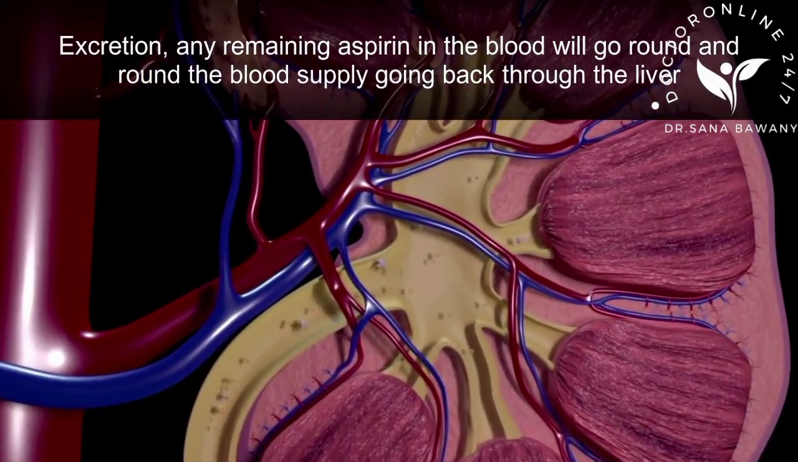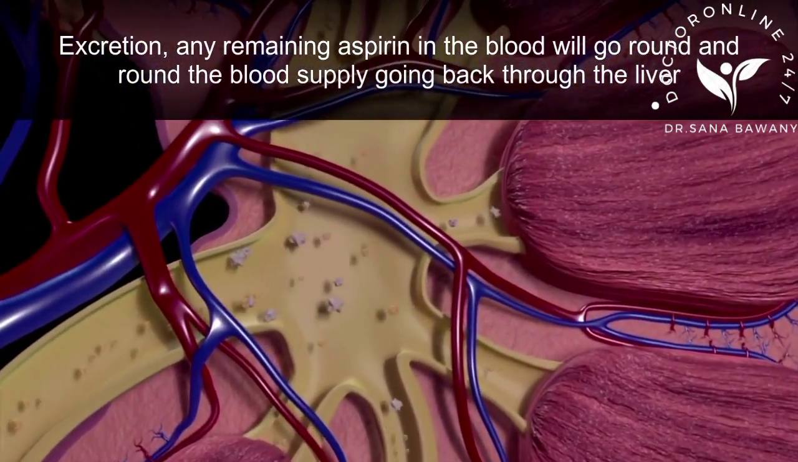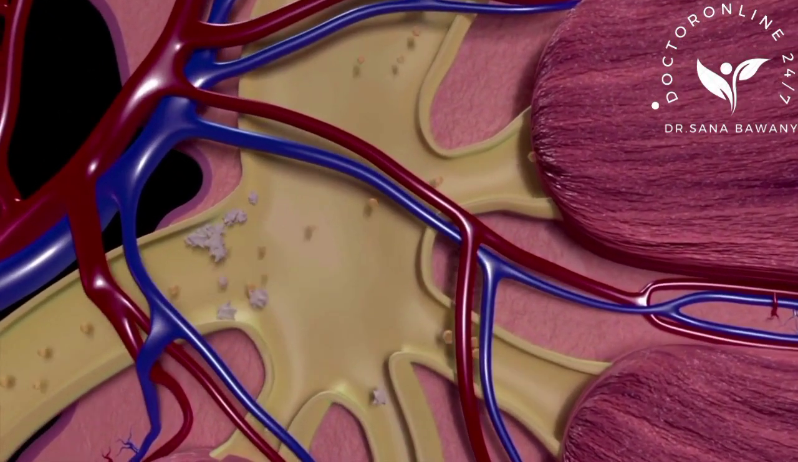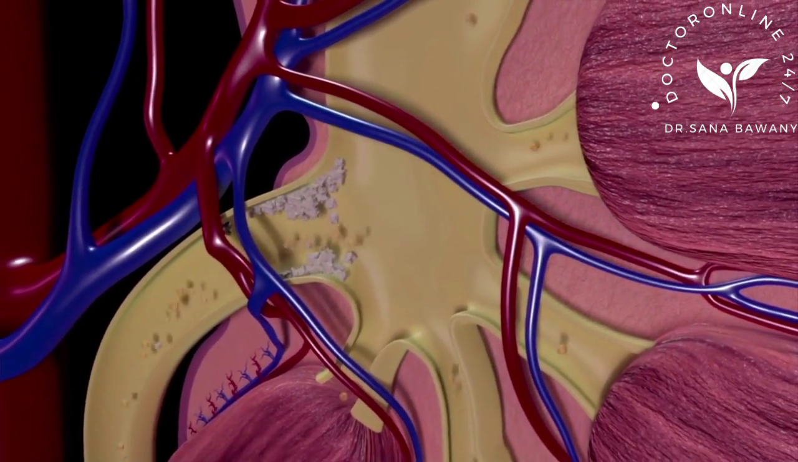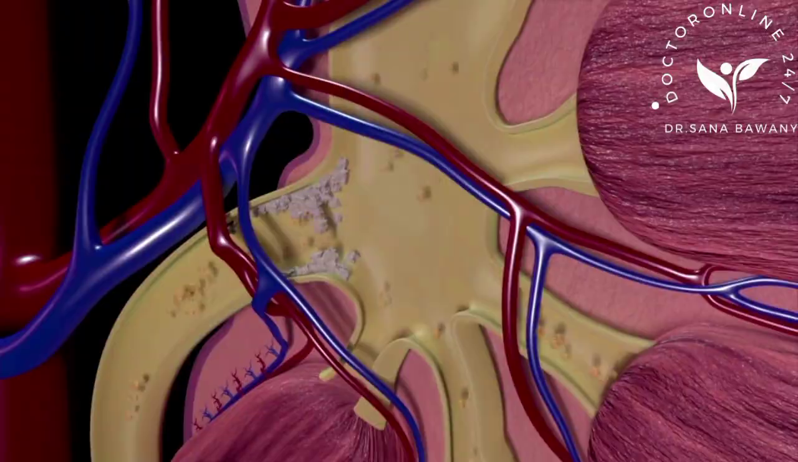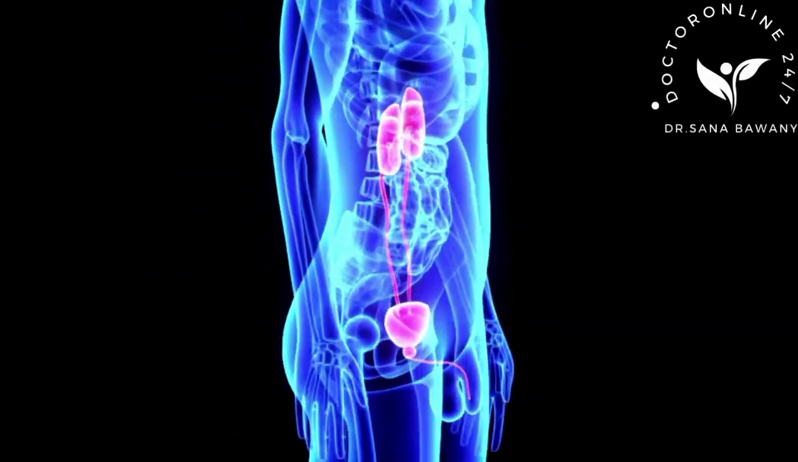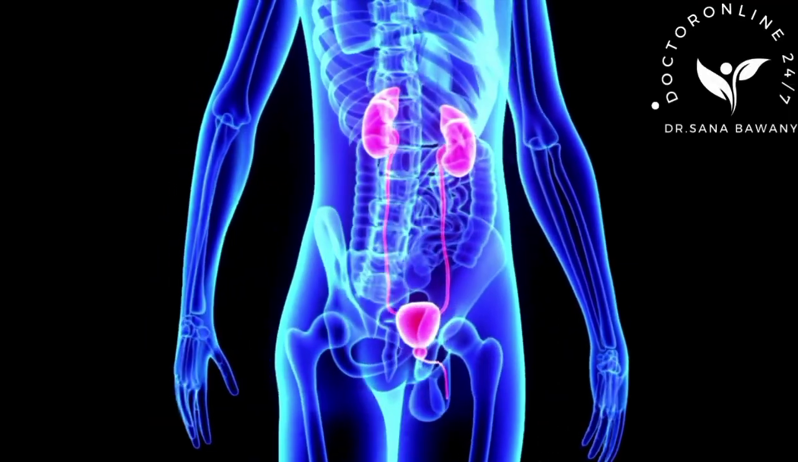Excretion: any remaining aspirin in the blood will go round and round the blood supply, going back through the liver several times until it is all used up or filtered out of the body. It travels into the kidneys and then into the bladder for excretion.